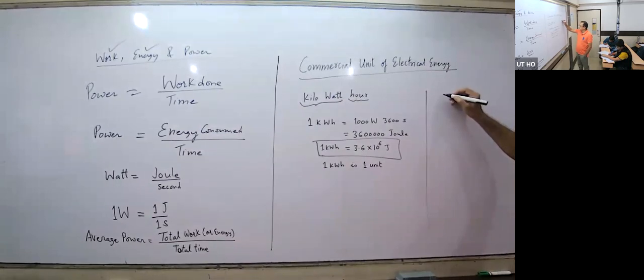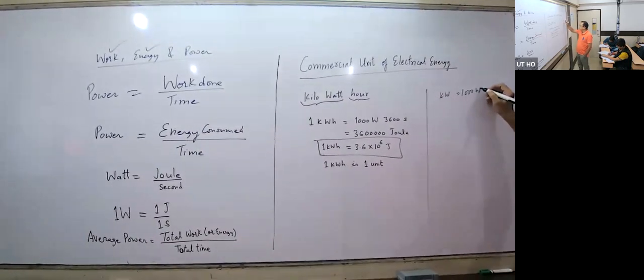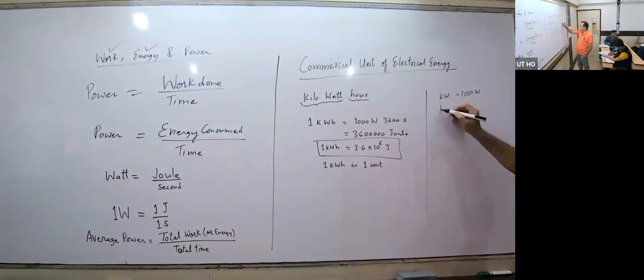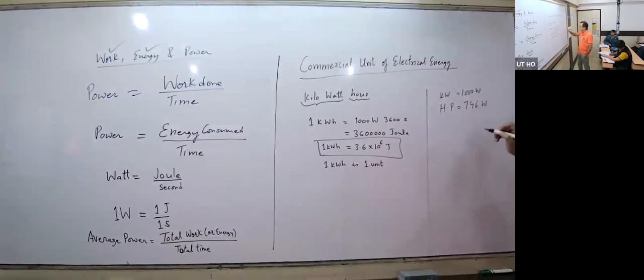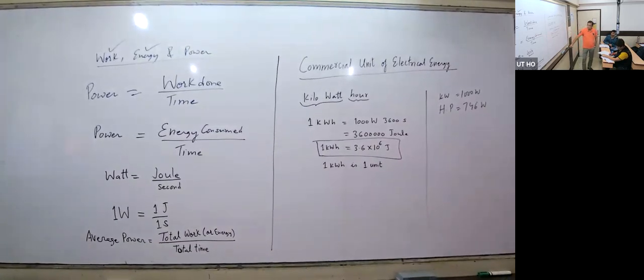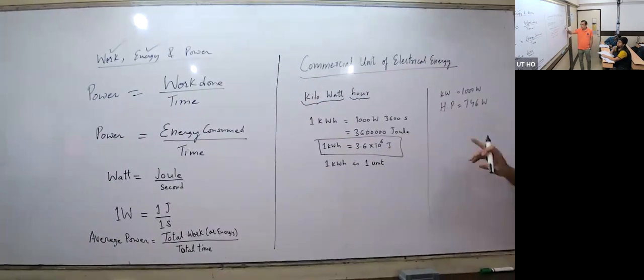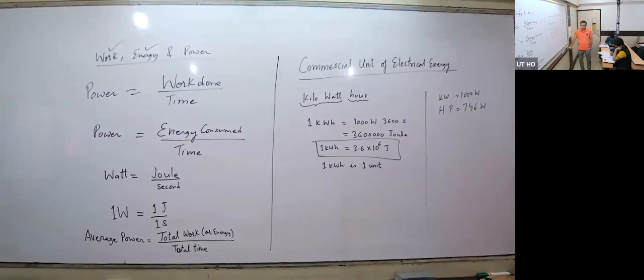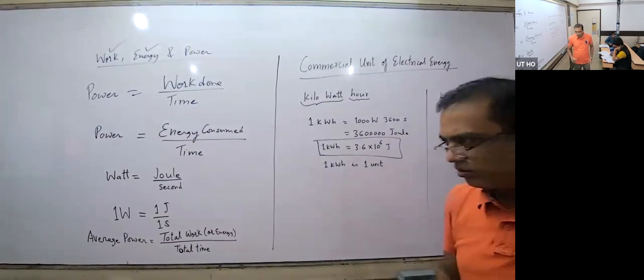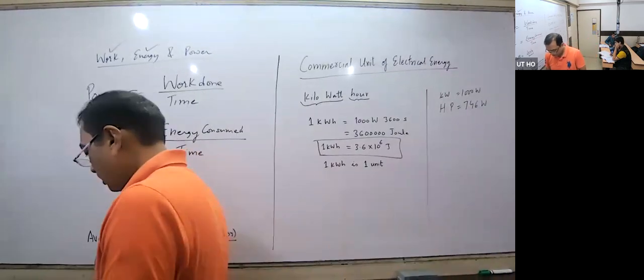So there are bigger units like kilowatt, which is 1000 watt. Then you have horsepower. What is horsepower? 746 watt. There are some machines whose powers are still given as horsepower, like automobiles and all. So one horsepower is 746 watt. That's it. This is all I wanted to tell you about power. Now we'll do numericals.